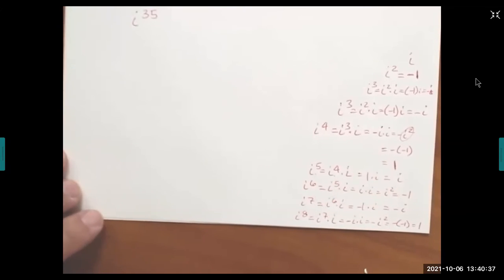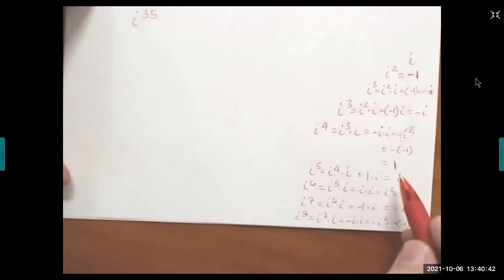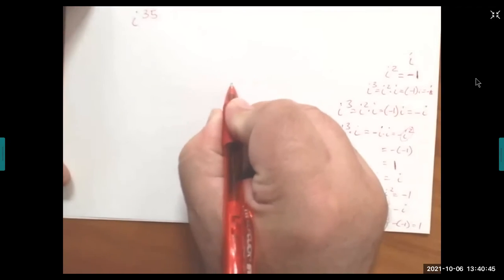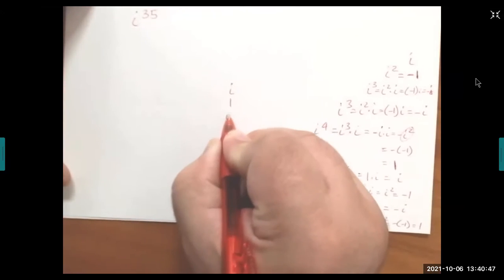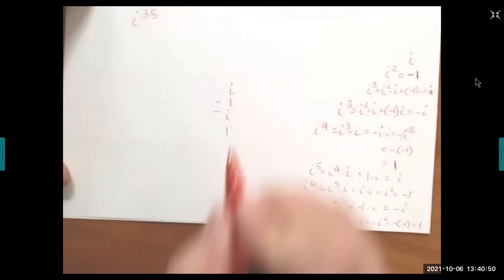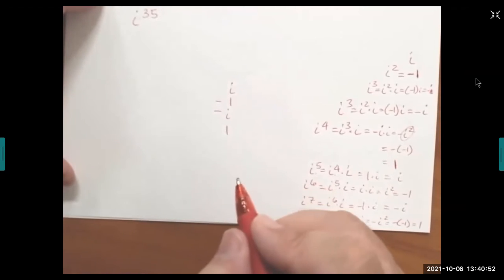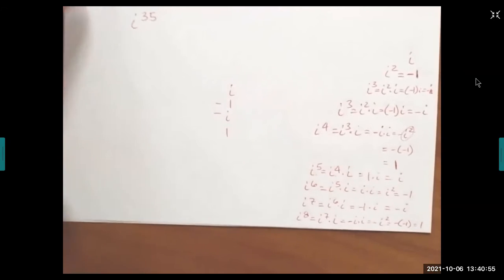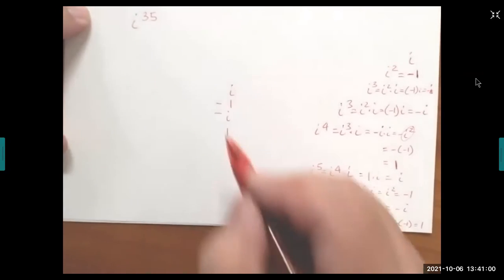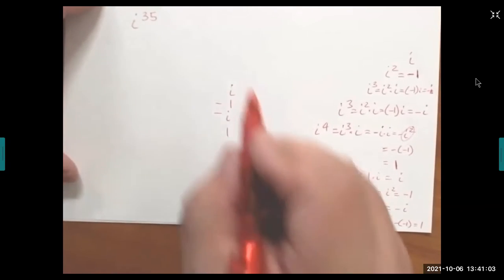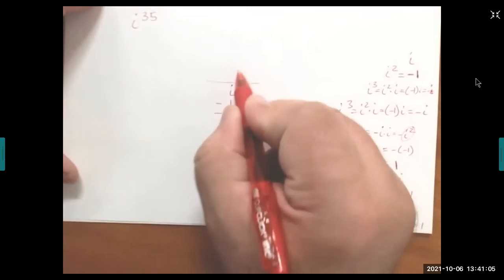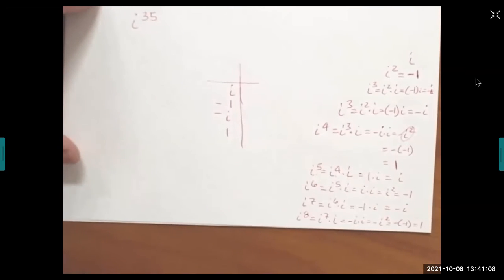But we see a pattern here. These are always repeating. It goes i, 1, then the middle two are negative. Then the next one's i, 1. This is what you'd yell if you won a race you never thought you'd win: I won, I won. The middle two are negative. So these are the only possible outcomes of your imaginary terms. Either positive or negative, i or 1.